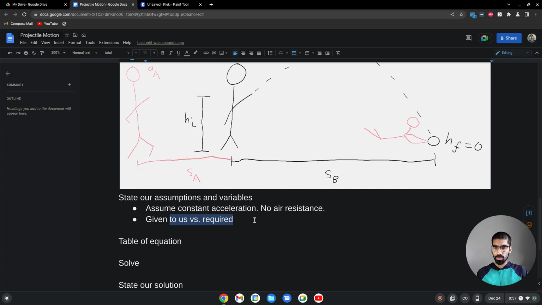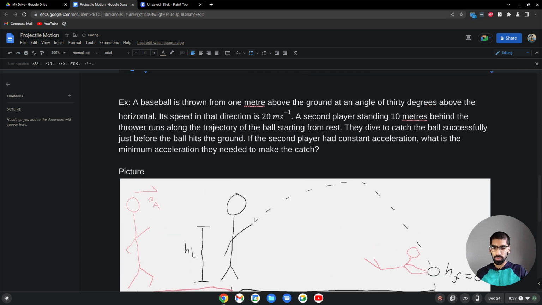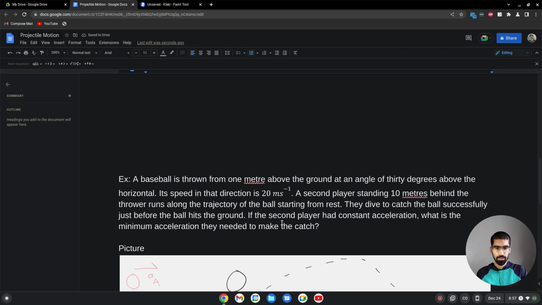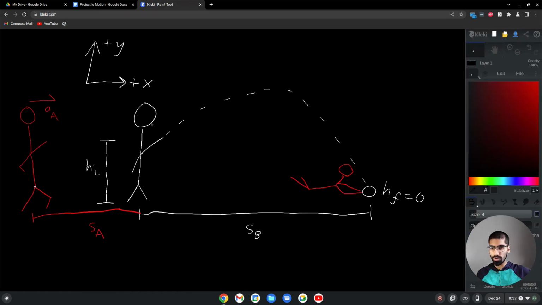Let's write down our given variables. We know the initial velocity of person A, which we will call VAI, is 0. We know that HI is 1 meter from the problem above. The baseball is thrown 1 meter above the ground. Another thing that I forgot to put in is this angle theta, so I'm just going to label it here, and we can pretend that error never happened.